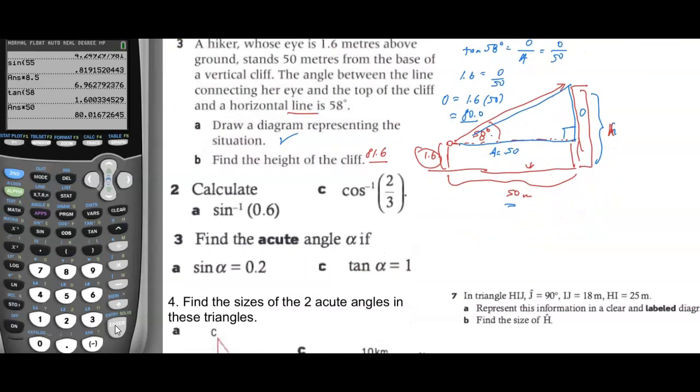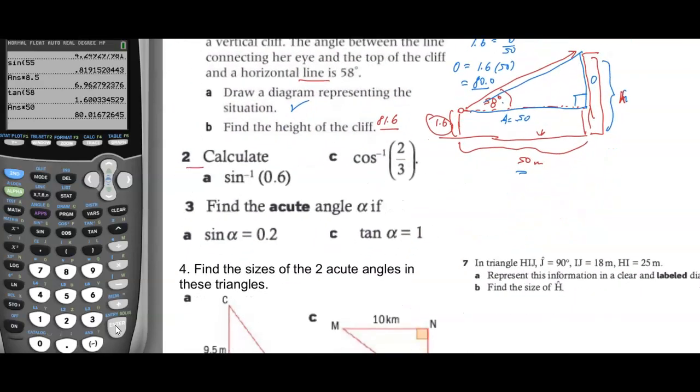Okay. Number 2. Calculate the inverse cosine of 2/3. Now this is pretty easy, it's just a calculator problem. So you just type it in as is. Inverse, which is second, cosine. Do you see how it has cosine -1 here? So inverse cosine, and then you just put 2/3 inside. 48.2.